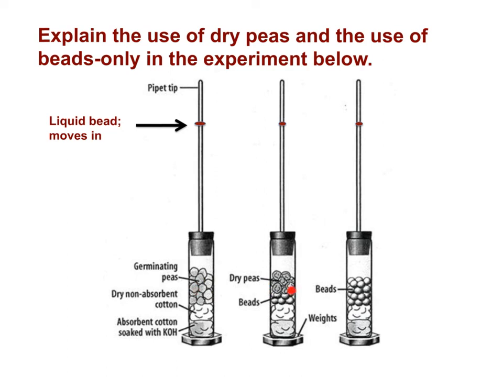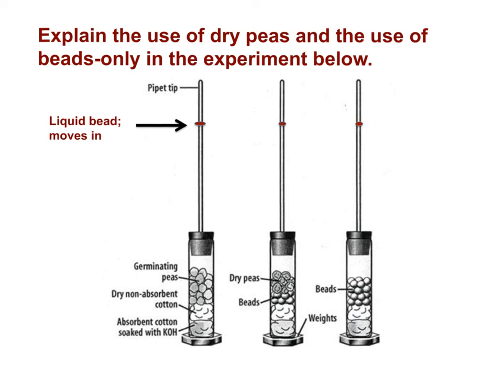The dry peas are not germinating, so very, very little respiration will be occurring. Thus, there would be no change in the position of the liquid in the pipette. The control tube with the beads serves to ensure that no other factors would be contributing to a change in the position of the liquid in the pipette.